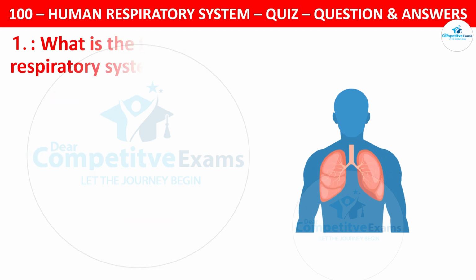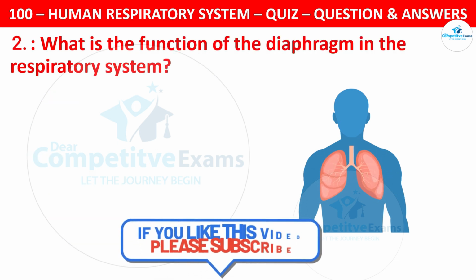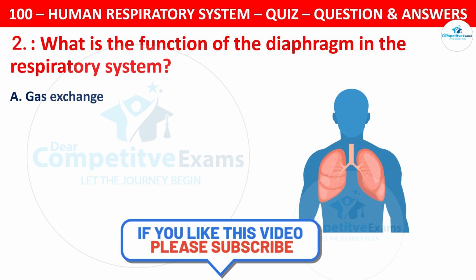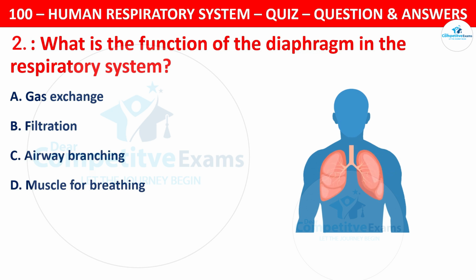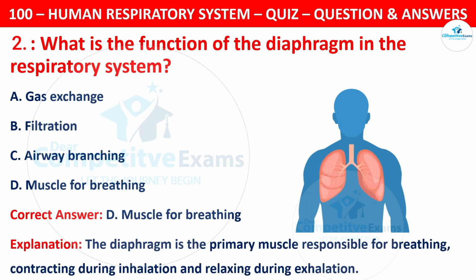Question number 2. What is the function of the diaphragm in the respiratory system? Your options are gas exchange, filtration, airway braking, or muscle for breathing. The correct answer is D, that is muscle for breathing. The diaphragm is the primary muscle responsible for breathing, contracting during inhalation and relaxing during exhalation.